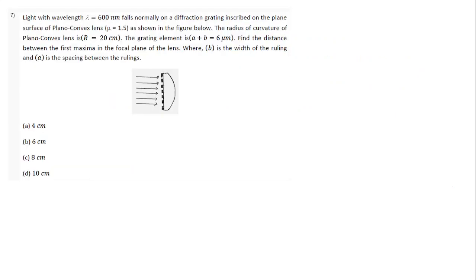Option B. Next question: light with wavelength 600 nanometer falls normally on a diffraction grating inscribed on the plane surface of a plano-convex lens. So we have a plano-convex lens, on one of its sides we have this diffraction grating made as shown. The radius of curvature of the plano-convex lens is 20 centimeter. The grating element is 6 micrometer. Find the distance between the first maxima in the focal plane of the lens.